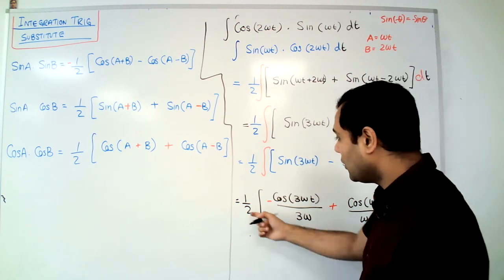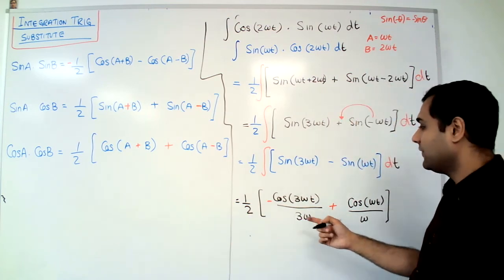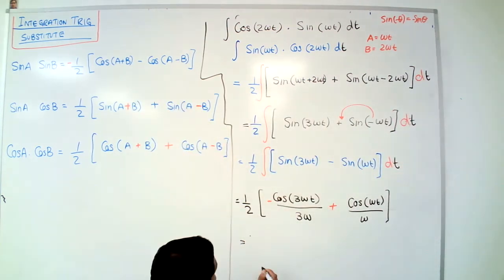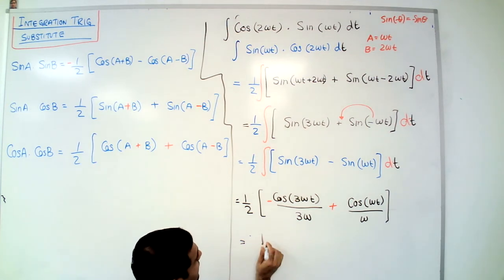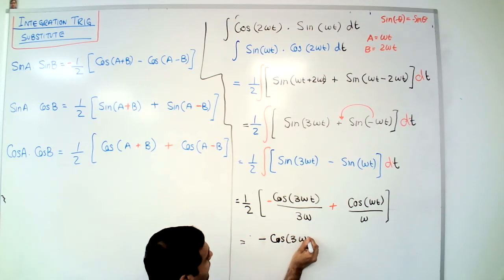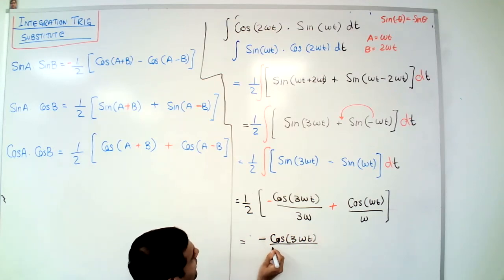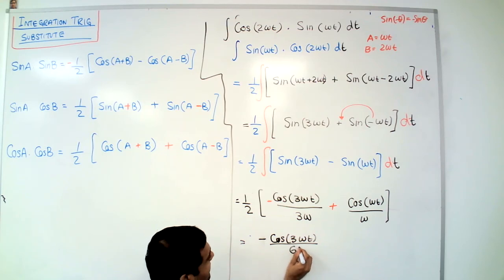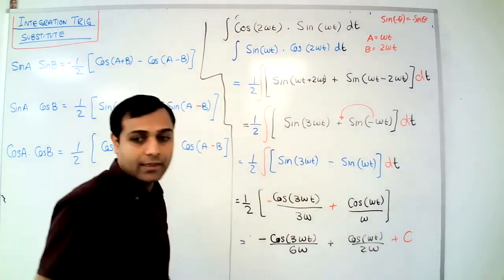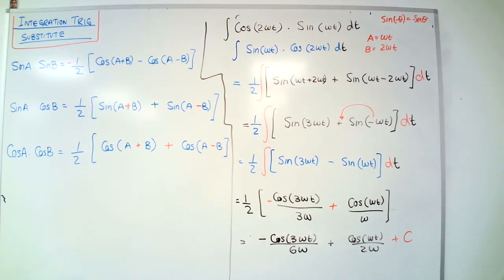Now you can write it like that, or you can multiply the half inside. If you multiply the half inside, it's going to be a minus cos 3 omega t over 3 times 2, which is 6 omega, and that will become a plus cos omega t over 2 omega. And there is a constant c. So this is how we integrate that bit.